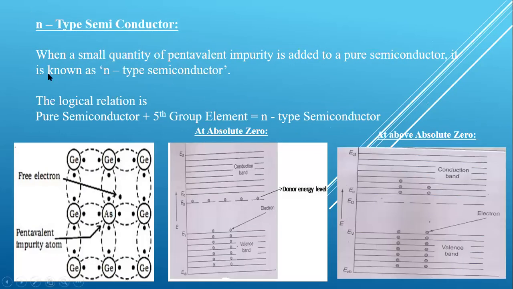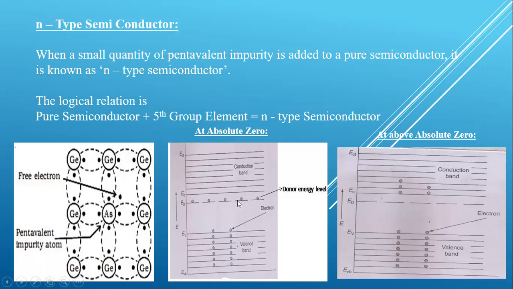What is an N-type semiconductor? When a small quantity of pentavalent impurity is added, that is very, very important. Pentavalent means in the outermost shell we have 5 valence electrons. You add a fifth group element. If you add this, then you see the structure of germanium. Once again, you are adding arsenic, and because of the arsenic dopant, one extra electron is available. These extra electrons we can call free electrons.